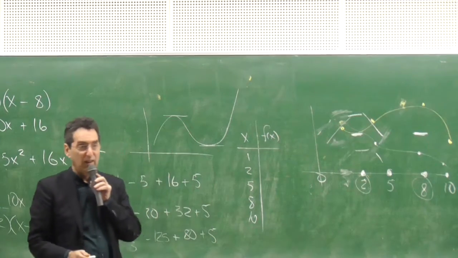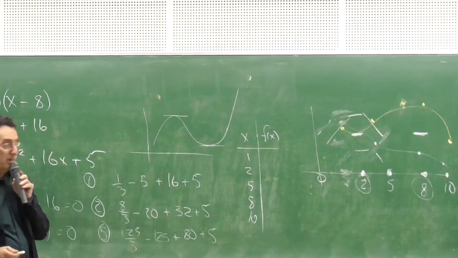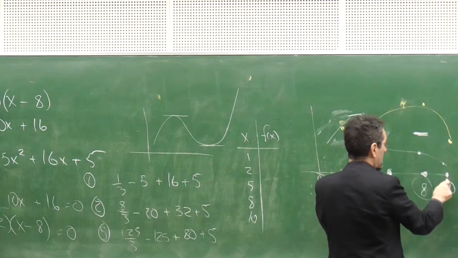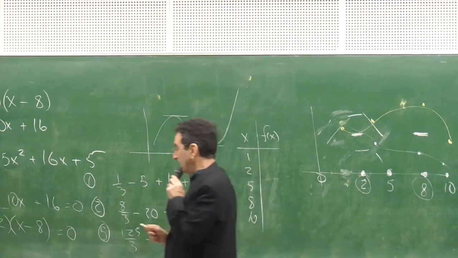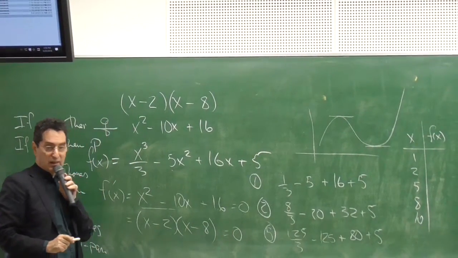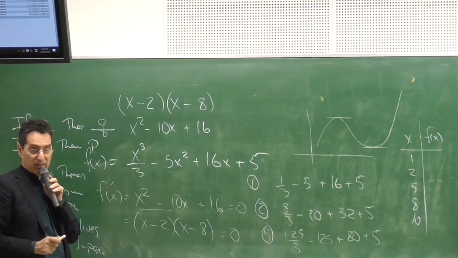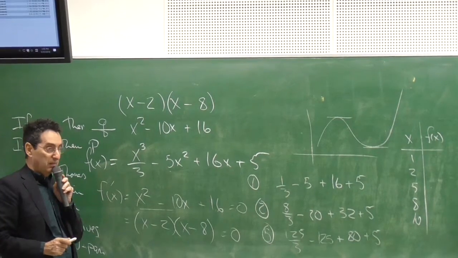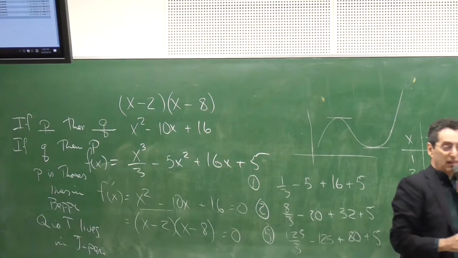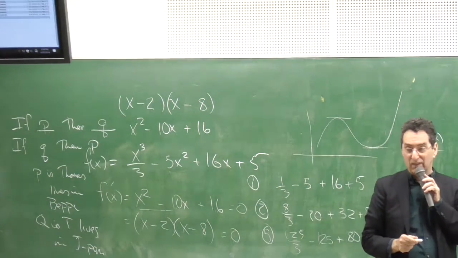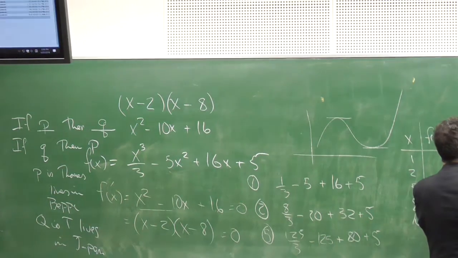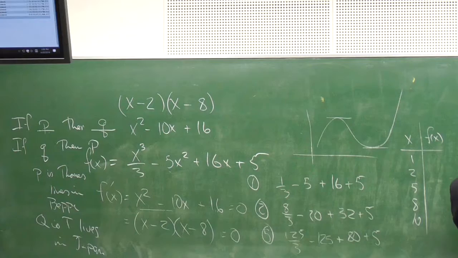Okay? And we could do the rest of this also. So I know it's flat here, so I just have to check here. Let's try 10. So what do I get now? 100 minus 100 plus 16. Positive. Right? So I get that. Okay, so I think that was easier than plotting the points. So we get that the shape is like that.